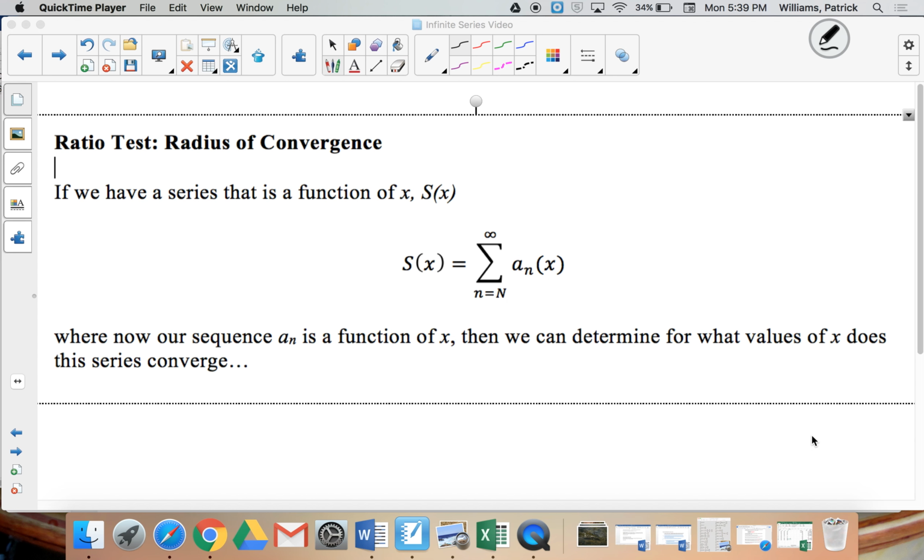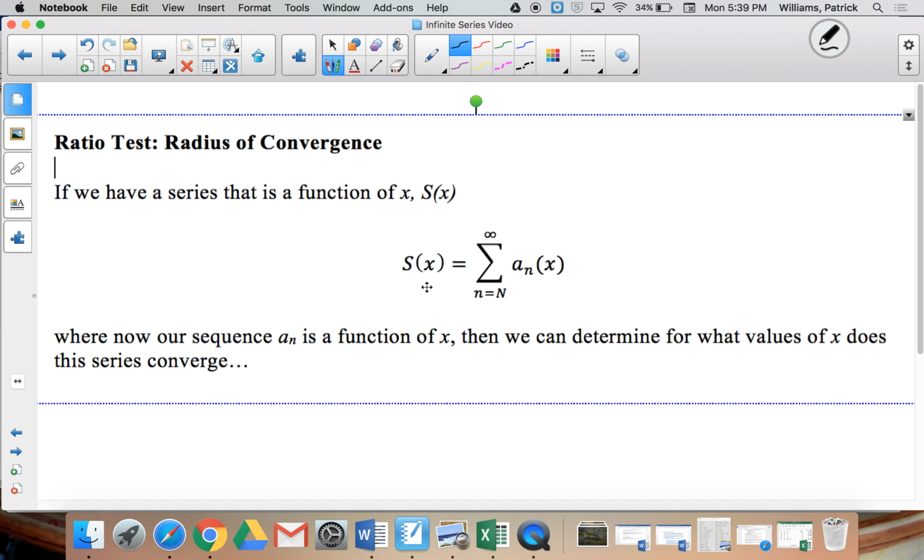Hi everyone. So in this next video, we're going to be talking about a cool application of the ratio test, and that's how we can find something called radius of convergence. So what you'll see right here is I've changed up the notation on our series a little bit. We now say that our series itself is actually going to be a function of x. So we'll see the variable x inside our series as well as that counter lowercase n.